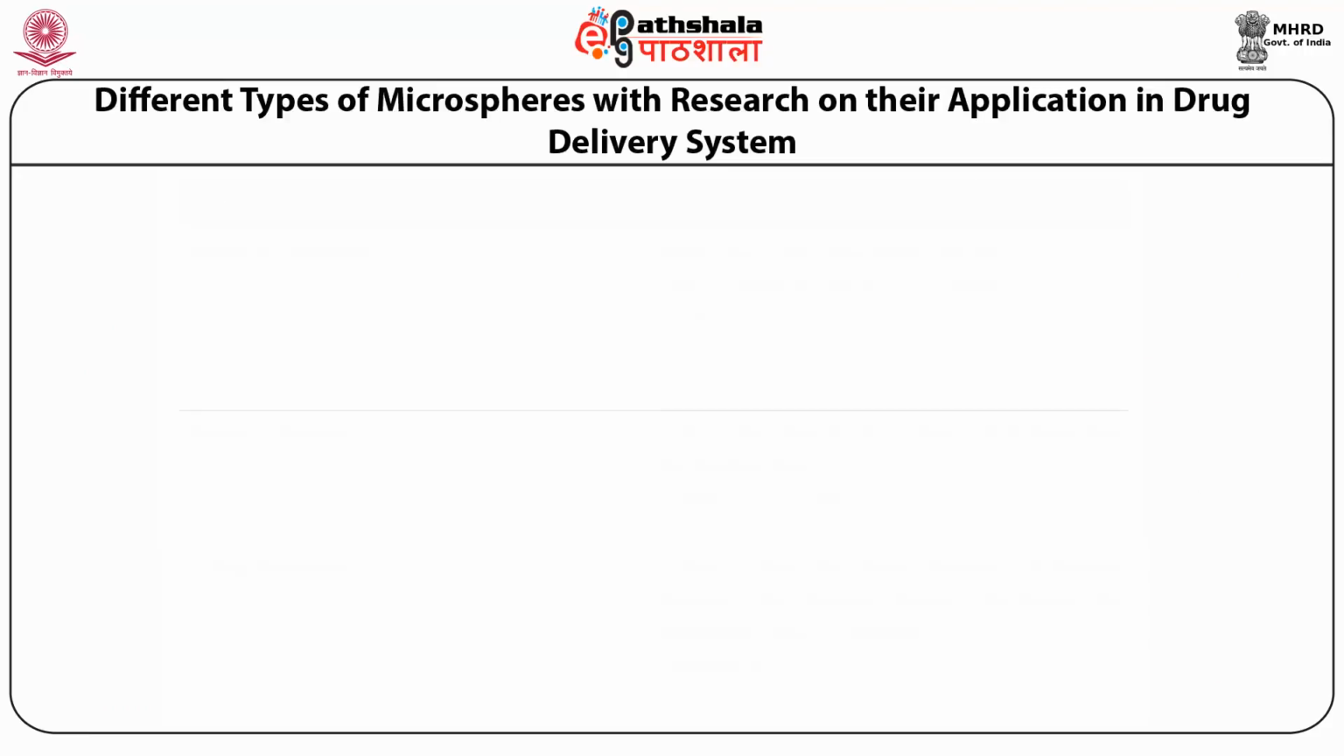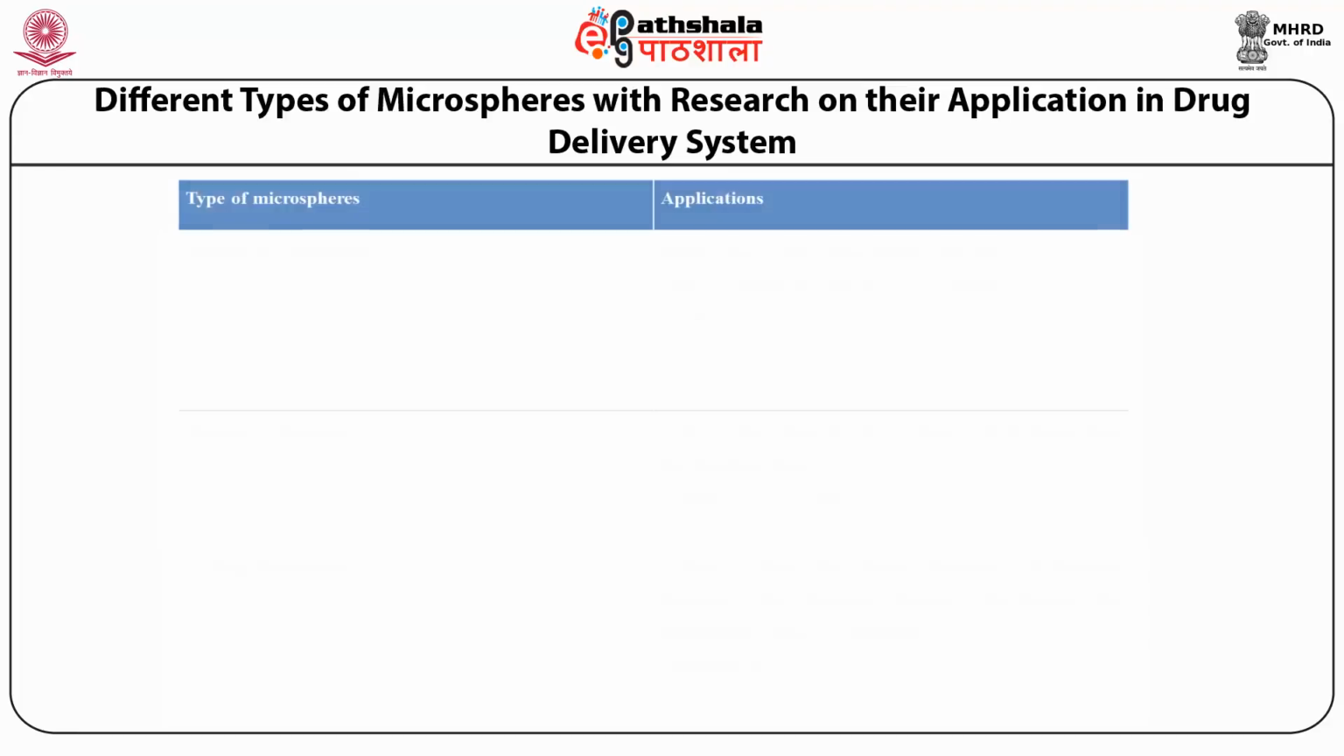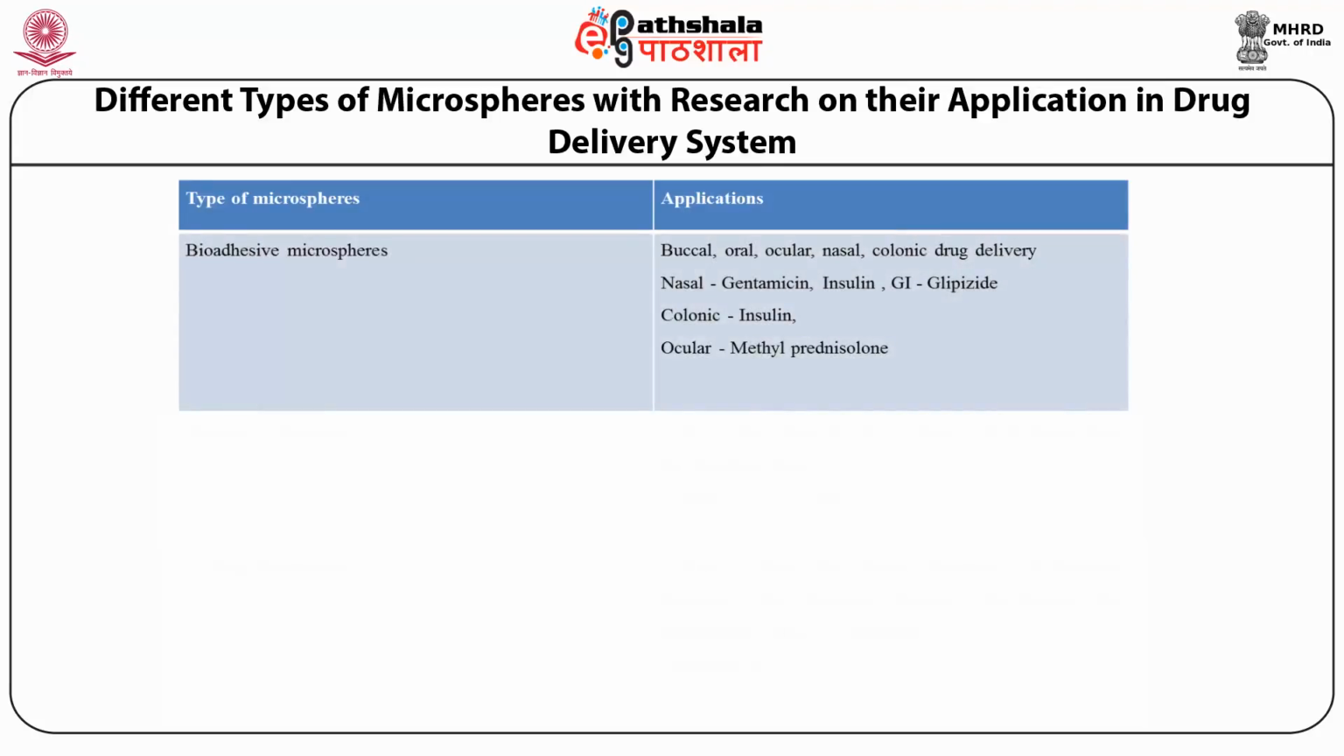Different types of microspheres with research on their application in drug delivery systems. There are different types of microspheres which have different applications. Let's start with the bioadhesive microspheres. They are used in buccal, oral, ocular, nasal, and colonic drug delivery. Examples of nasal drug delivery include gentamicin and insulin, whereas an example of GI drug delivery is glipizide. An example of colonic drug delivery is insulin, and an example of ocular drug delivery is methylprednisolone.